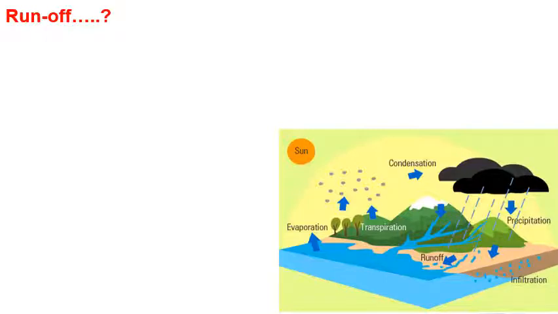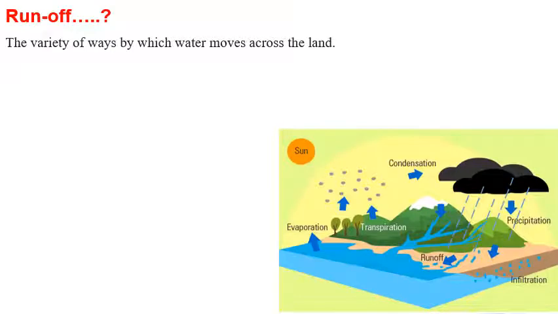Okay, and the hydrologic equation, you know that precipitation is equal to R plus E, where R is called runoff, and E is called evaporation. Okay, so we should know what is runoff. Runoff is nothing but the variety of ways by which the rainwater moves across the land.